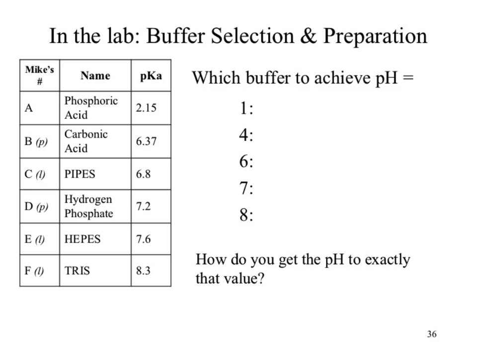So, buffer selection and preparation. We've got a bunch of names of buffers. We've got their respective pKa's, and then I've labeled them A, B, C, D, E, F. And I forget why I called them L and P. I don't know. Which buffer should we use to achieve each of those pHs? So pH 1, pH 4, pH 6, pH 7, pH 8. Okay. So see what you can come up with. See if you can list an appropriate buffer. All you need to do is say A, B, C, D, E, or F. See what you got.